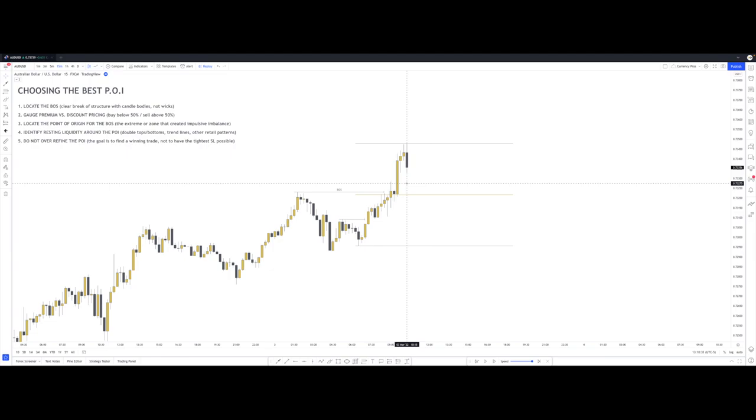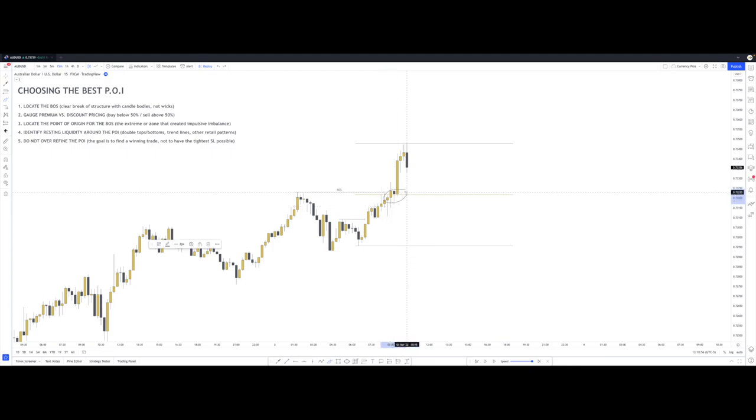We want to buy low and sell high, right? We've all heard that phrase before. So in order to do that, we disregard everything up here and we only focus on everything down here. So with that being said, what do we have down here? Well, there was a minor break of structure and then eventually a full break of structure, right?